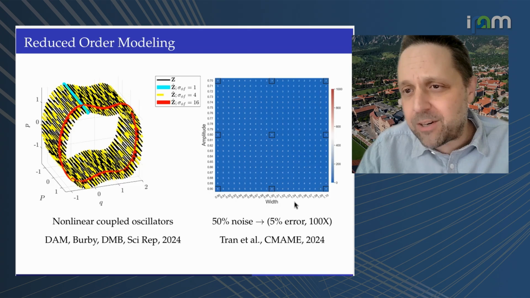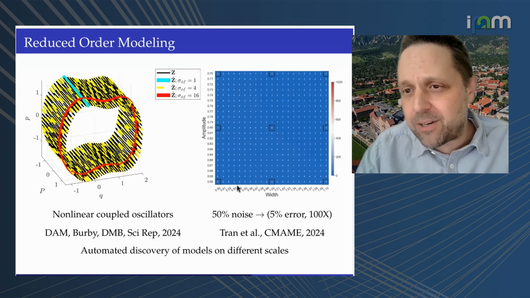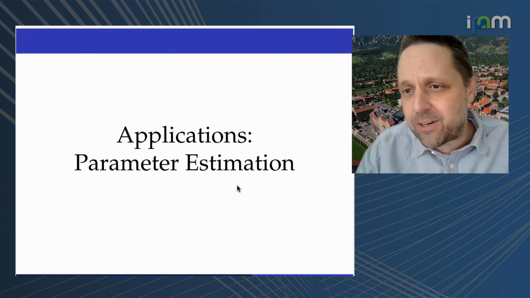Depending upon the data, one of these two approaches, or the previous approach looking at the interacting particle systems, may be relevant for you. The whole idea is that you choose your scale, and then it can give you the automated discovery of the model there. Okay, so those are sort of the applications.